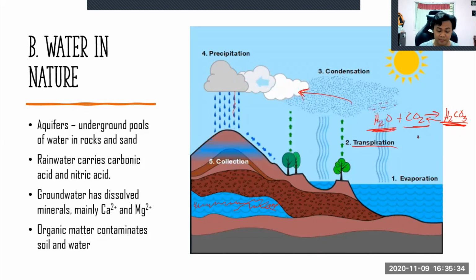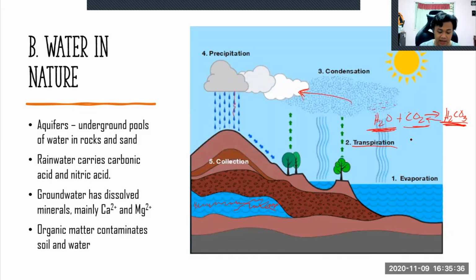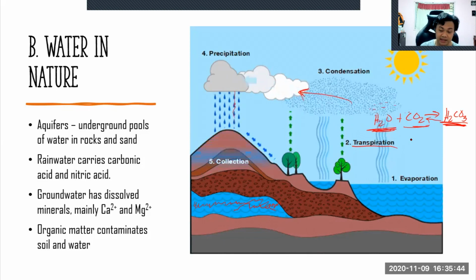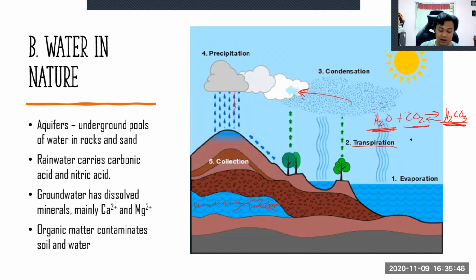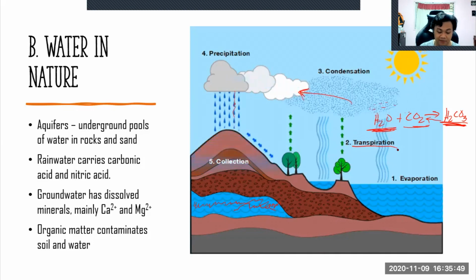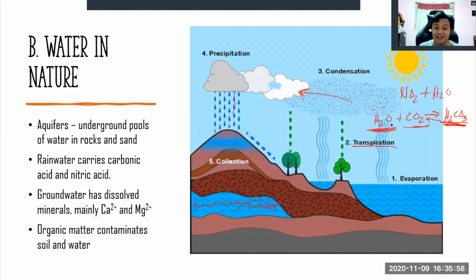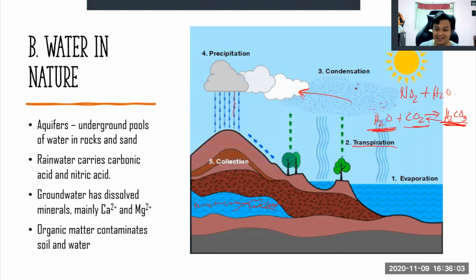I also mentioned in the previous lesson that when there is lightning, the nitrogen in the atmosphere reacts with oxygen, forming nitrogen dioxide. And there is water in the atmosphere, so it also produces nitric acid, which is part of acid rain, right? Nitric acid.